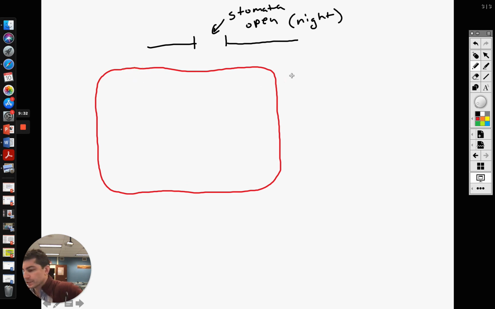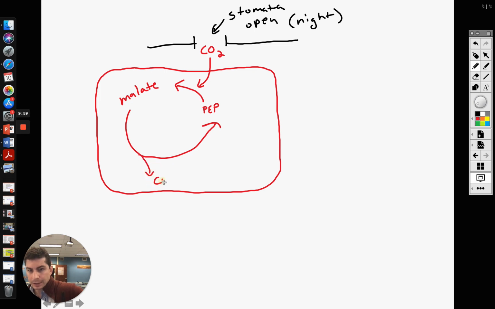There's my mesophyll cell. Okay, at night, we are going to bring in our carbon dioxide. It's going to come in, all right? Okay. It's going to combine with our PEP. We're going to form our malate. And then we're going to go back to PEP later on, okay? And that's going to, just like last time, give off carbon dioxide, okay?